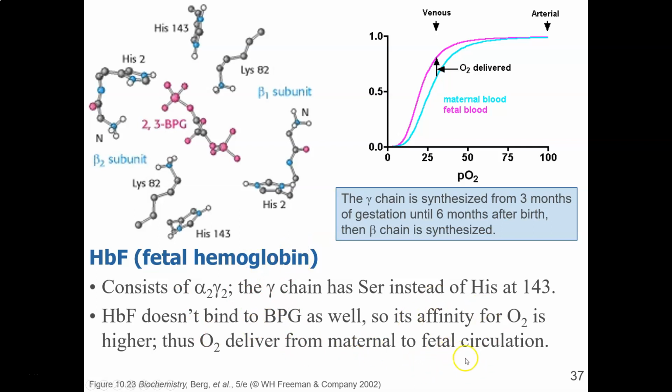So as we saw in the last slide, not binding to BPG means that you are going to favor the R form. This is good for the fetus because you have to be able to transfer oxygen from maternal to fetal circulation. So interestingly, the gamma chain is made from about 3 months into gestation until 6 months after birth. And then around 6 months after birth, there's a genetic switch from the gamma chain to the beta chain.